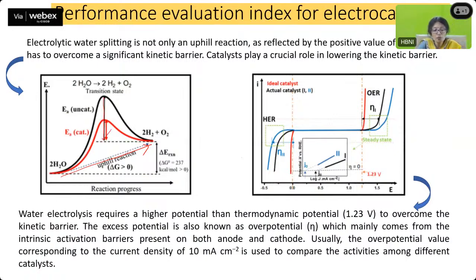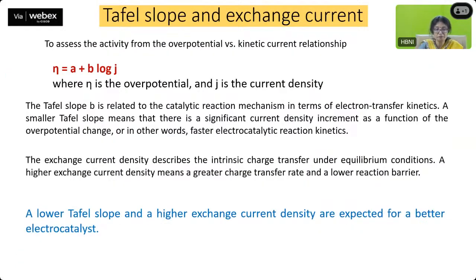So water electrolysis normally requires a higher potential than the thermodynamic potential, which is 1.23 volts, to overcome the kinetic barrier. The excess potential is also known as overpotential, which mainly comes from intrinsic activation barriers present in the anode and cathode. So the overpotential value corresponding to a current density of 10 milliampere per centimeter square is used to compare the activities among the different catalysts. So that is a standard value. This is where you actually compare the overpotential of these different electrocatalysts.